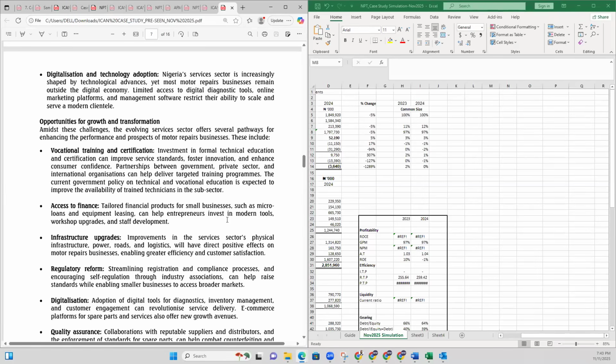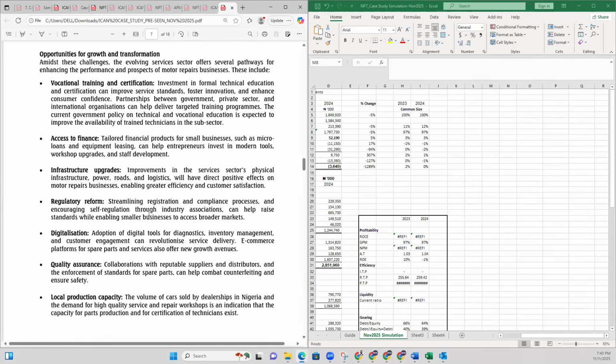Opportunities for growth and transformation. Amidst these challenges, the evolving services sector offers several pathways for enhancing the performance and prospects of motor repairs businesses. These include vocational training and certification. Investment in formal technical education and certification can improve service standards, foster innovation, and enhance consumer confidence. Partnerships between governments, private sector, and international organizations can help deliver targeted training programs.